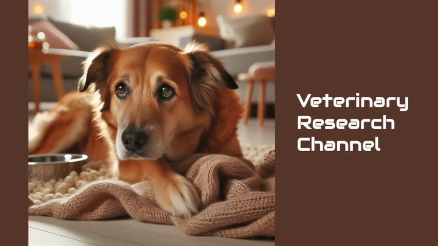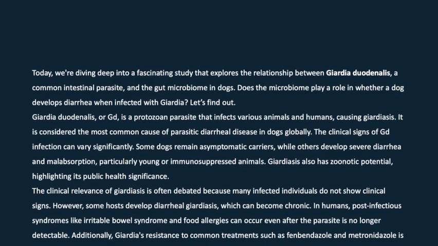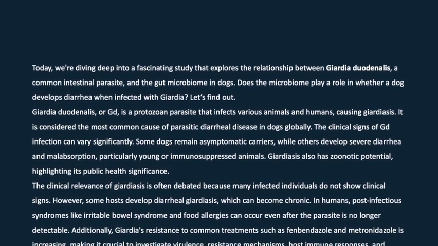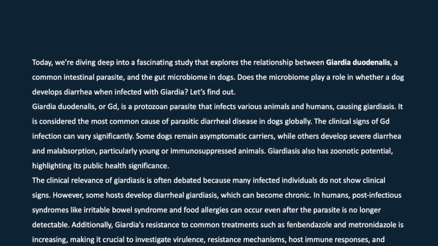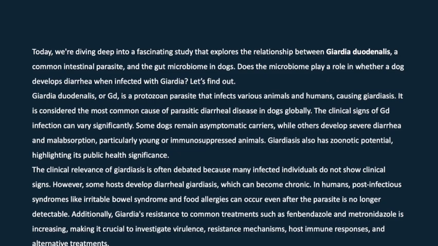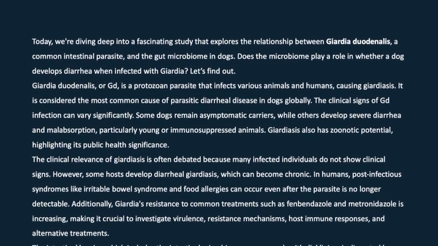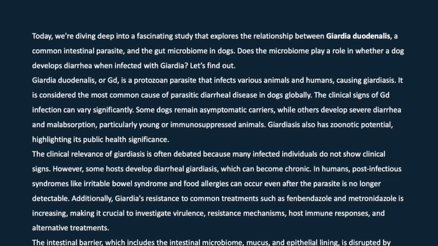Today, we're diving deep into a fascinating study that explores the relationship between Giardia duodenalis, a common intestinal parasite, and the gut microbiome in dogs. Does the microbiome play a role in whether a dog develops diarrhea when infected with Giardia? Let's find out. Giardia duodenalis, or GD, is a protozoan parasite that infects various animals and humans, causing giardiasis.